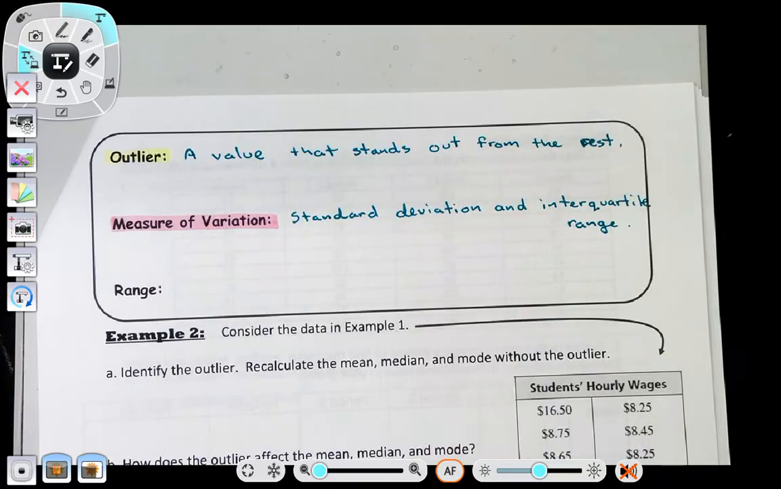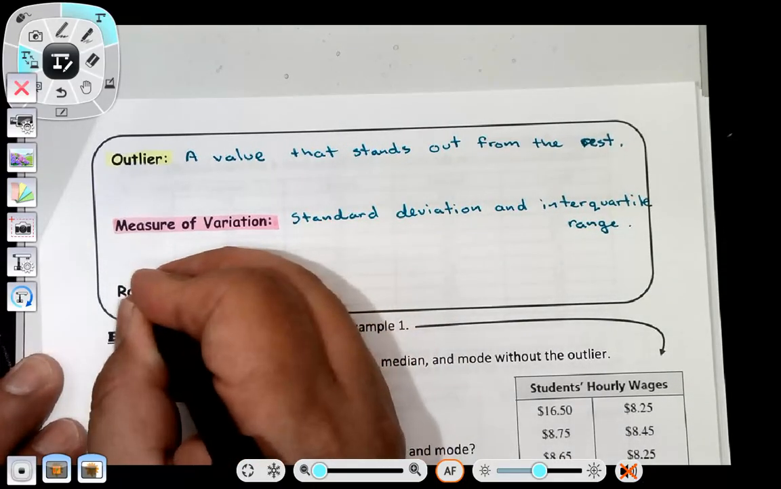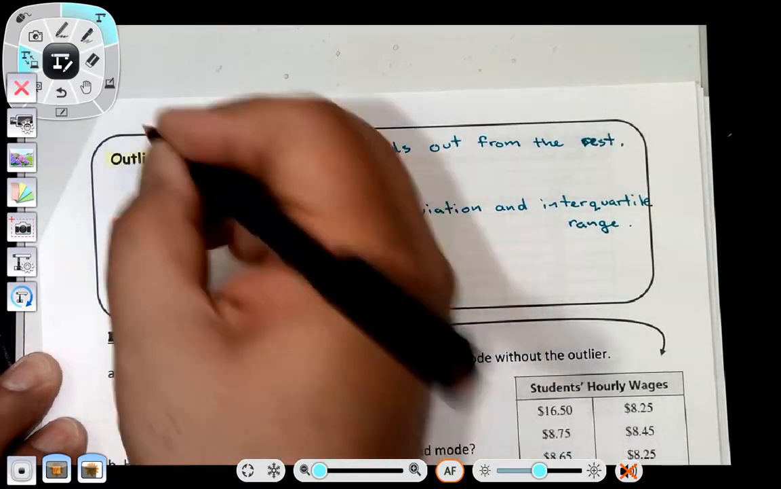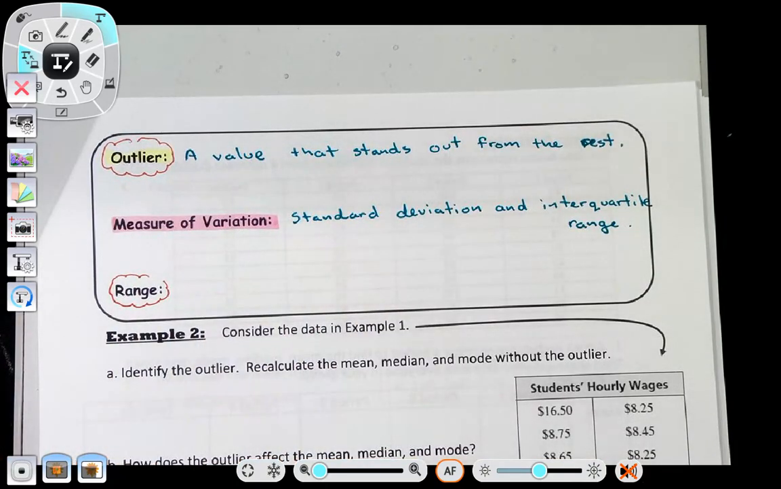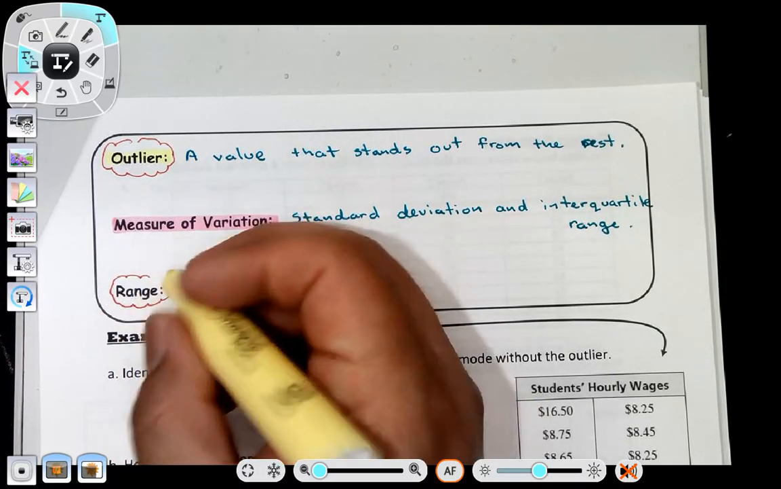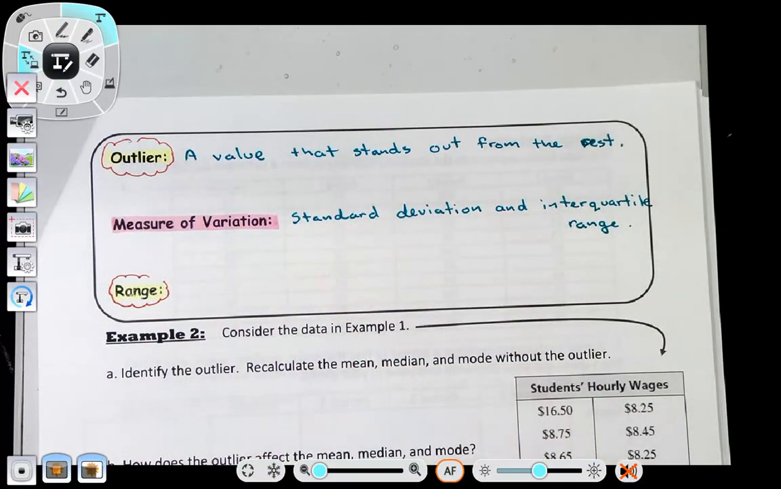So measure of variation, it's just going to deal with standard deviation and interquartile range, but I think the whole point of that is this. This is the big word. Outlier and range are the big words for this page. And again, remember, this is the first section in chapter 11. So that's why there's a lot of vocab here right now. So I think that's what it is, just a lot of introduction.